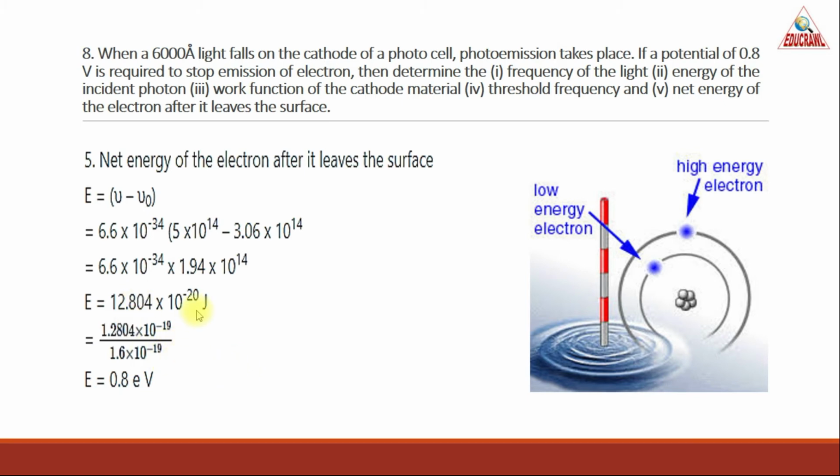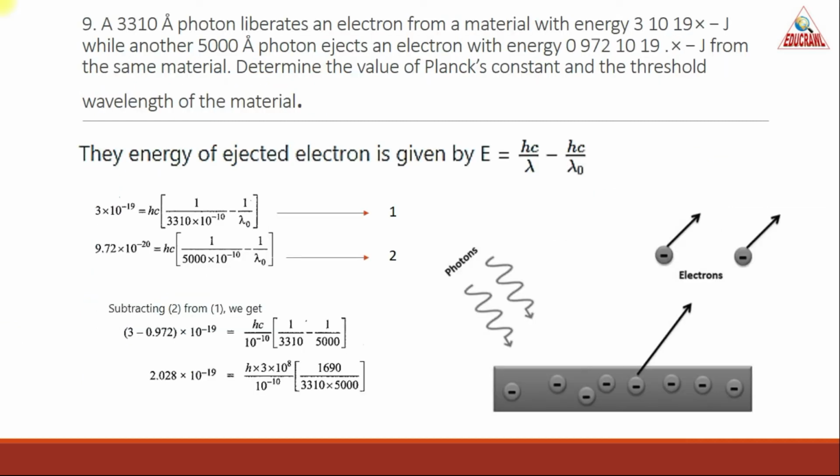Here also we have to convert this joule into electron volt. So once again dividing by 1.6 into 10 power minus 19. Finally, we get the net energy of the electron after it leaves the surface is equal to 0.8 electron volt.